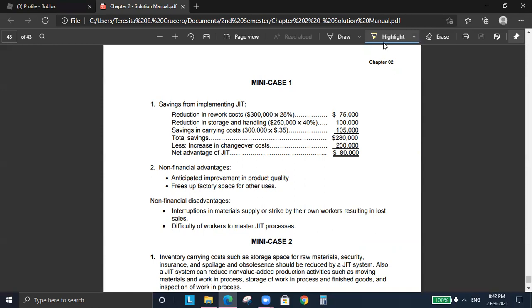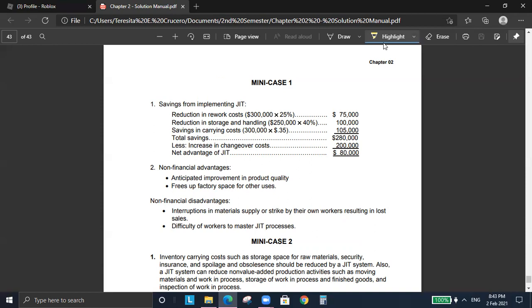Then savings in carrying cost equal to 300,000 units times 35 cents per unit. So that's 105,000. Total savings of 280,000, but you have an increase in changeover costs in the amount of cost to reconfigure the production line, which will amount to 200,000 annually. So you have now the net advantage of the JIT system is 80,000.